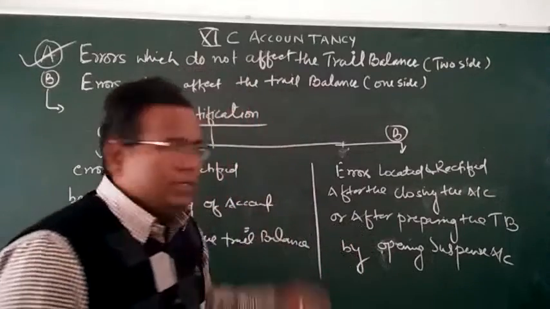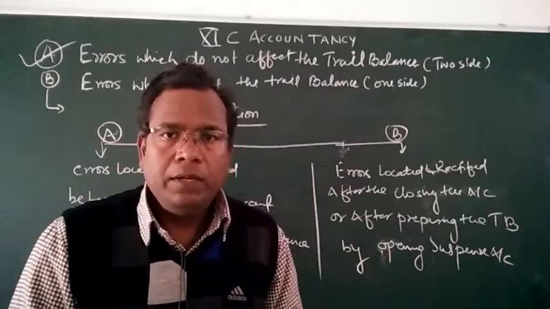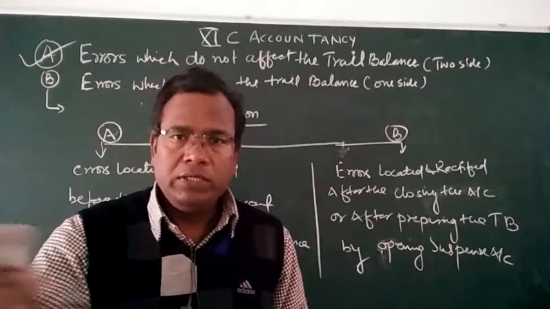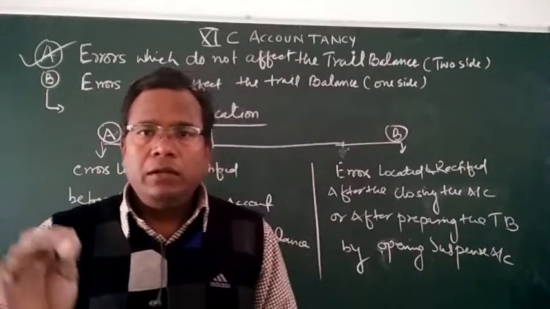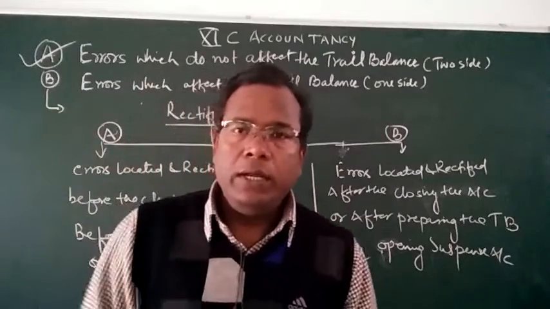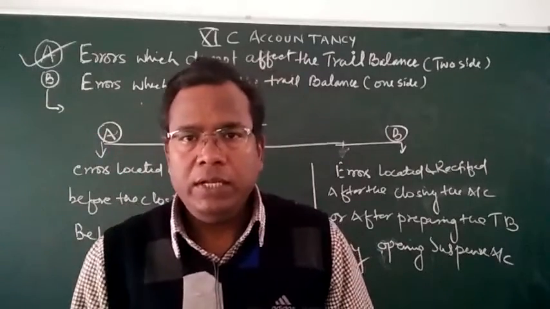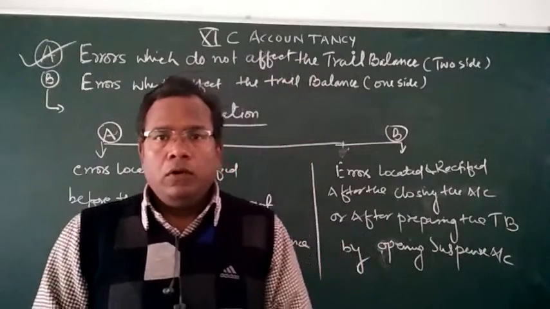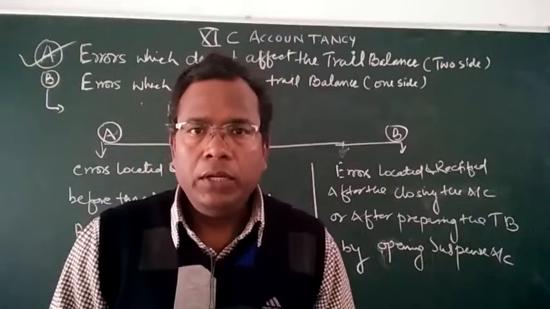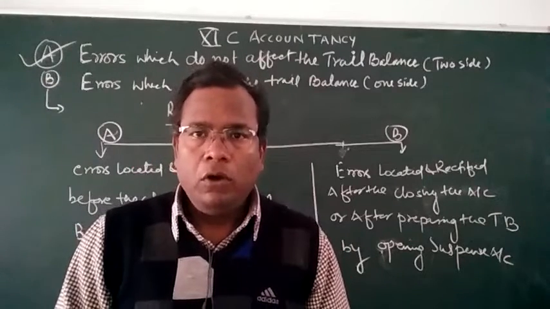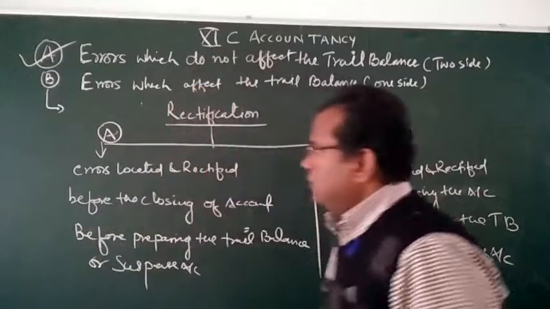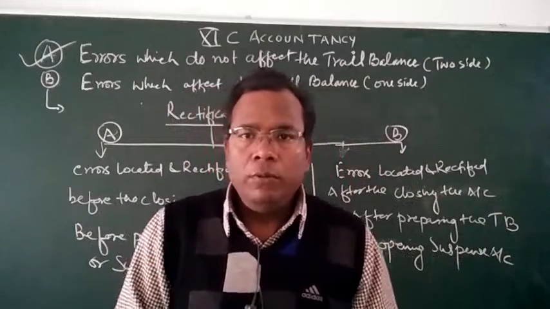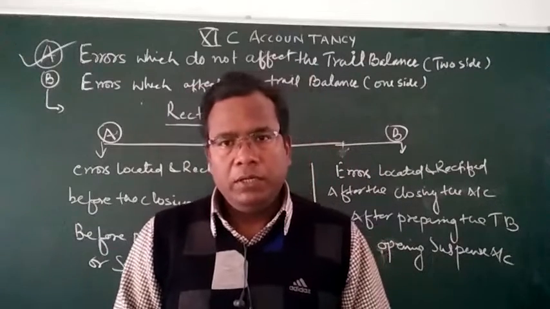So students, rectification of errors can be done in two ways. When the errors are located before the preparation of the trial balance, or you can say before the closing of the accounts, and in the second way, errors located and rectified after the preparation of the financial statement, you can say, and after the preparation of the trial balance. So in this class, this is all for today. From tomorrow we will discuss how to solve the first case, if the errors are located before the preparation of the trial balance, before closing the account.